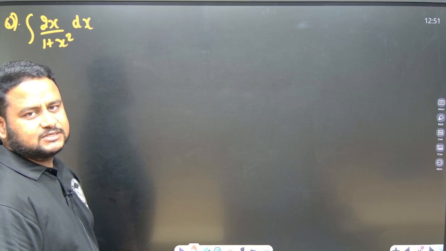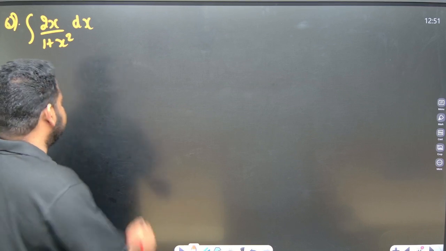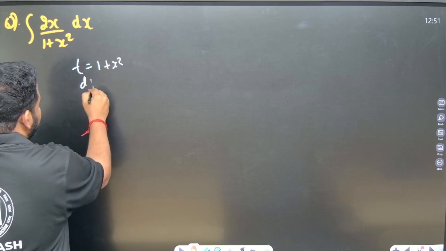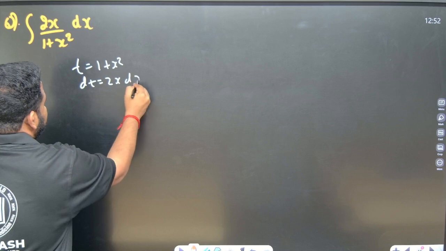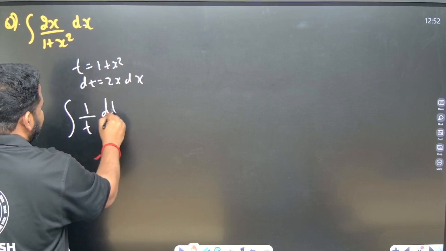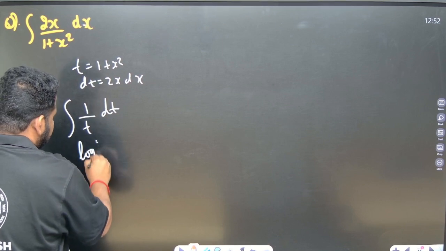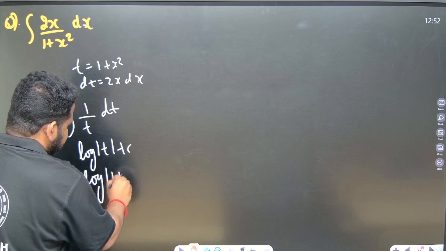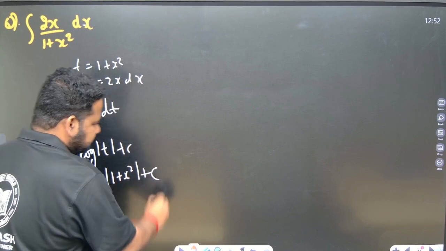Here you have to take t equal to whatever is in the denominator. So t is equal to 1 plus x square, which will give me dt is equal to 2x dx. So this entire thing will become dt. Integral of 1 by t dt will give me log of mod t plus c, that is nothing but log of 1 plus x square plus c. That is the answer, friends.